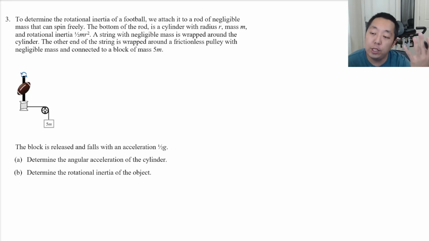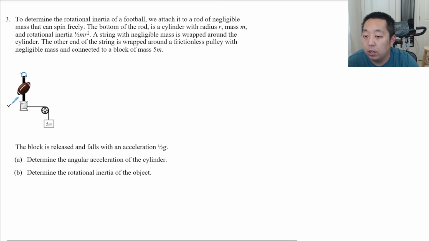To determine the rotational inertia of a football, we attach it to a rod of negligible mass that can spin freely. The bottom of the rod is a cylinder with radius r. Okay, let's record all of this. R, mass m, and rotational inertia 1/2 mr squared.